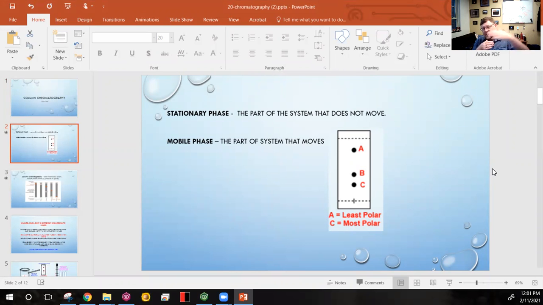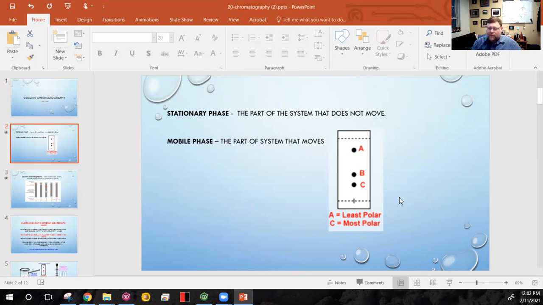The organic solvent's constantly moving, and the compound's bouncing back and forth. Stationary phase, mobile phase, stationary phase, mobile phase. When it's in the mobile phase, it moves. When it's in the stationary phase, it just stays there. So a less polar compound that doesn't interact with the silica gel well will spend more time in the mobile phase and it will move faster. A more polar compound that interacts better with the stationary phase will spend more time in the stationary phase not moving, and therefore it moves overall more slowly.